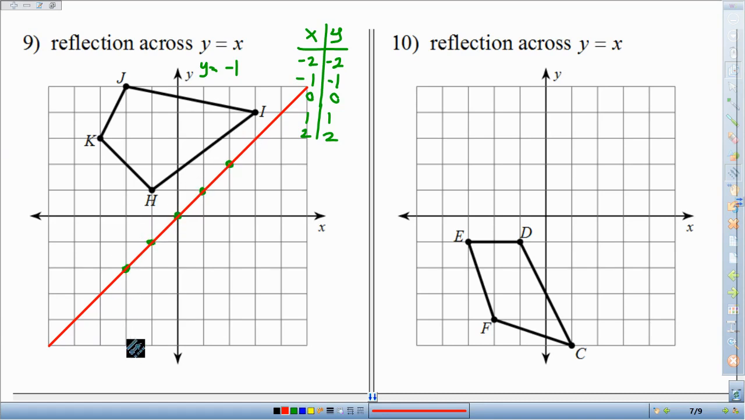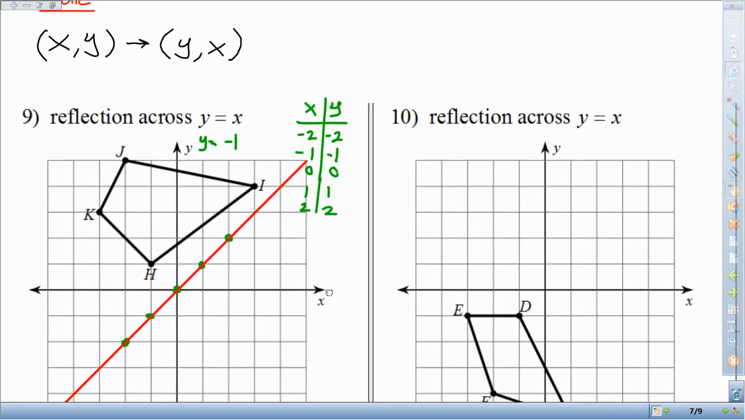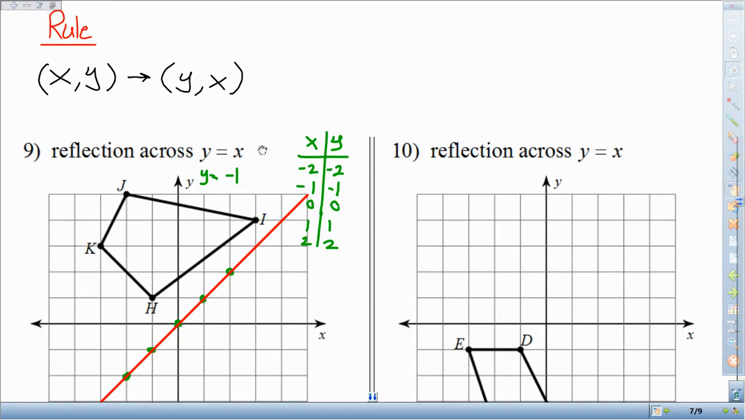Okay, so now that we have that line, how do we reflect over it? Because this is kind of weird, it's at a slant here, like J. Where would J land? I think it would be somewhere over here, but I can't tell exactly where. Well, this particular line has a rule to follow, and here it is. Copy this on your paper. What we're going to do is take our original coordinates x, y, and turn them into y, x. We're going to flip-flop the points.